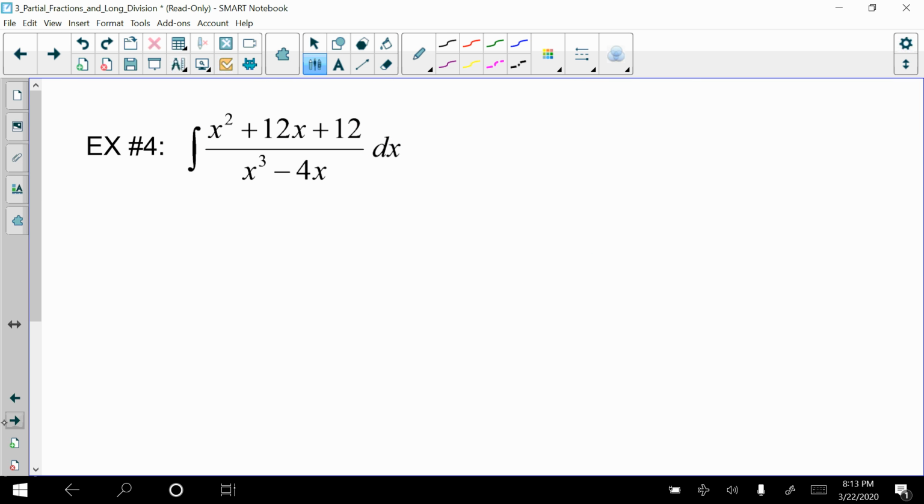And our last example here we're going to take a look at. Now here, again, this is a proper rational function because the denominator is larger than the numerator, and the numerator does not need to be factored. Okay, so we will start by saying this will still be x squared plus 12x plus 12 in the numerator. Factoring the denominator, I will say x times, and if I factor out x, I'm going to have x squared minus 4, which would be x plus 2 and x minus 2, dx.